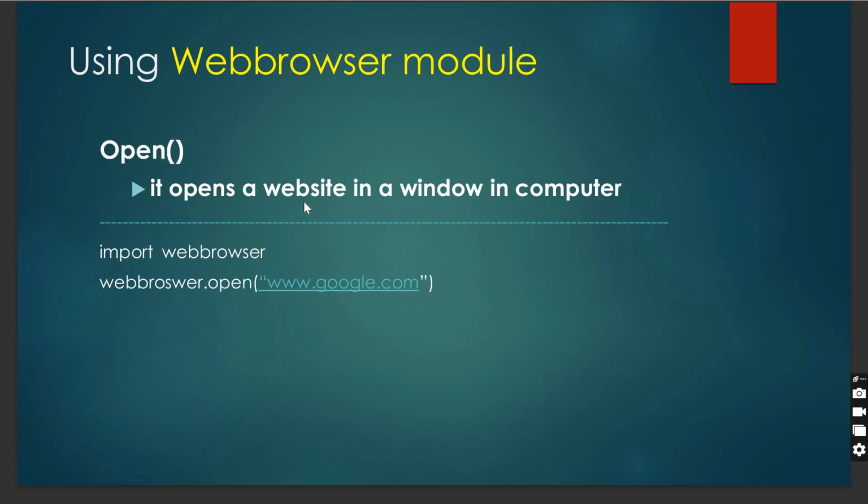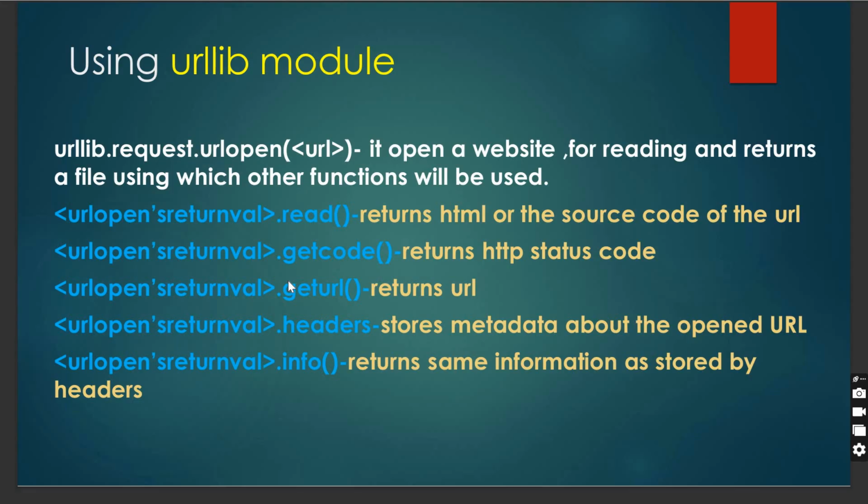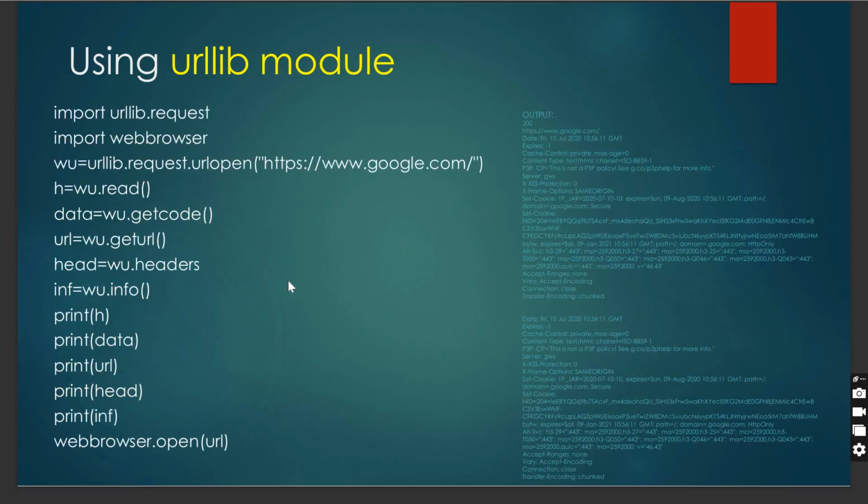Using the webbrowser module, it opens a website in a window on the computer. With webbrowser.open of google.com, it opens the google.com website. So what are the different functions? We have read, getcode, geturl, headers and info. What is the read function? It returns the HTML or source code of the URL. getcode returns the HTTP status code. geturl returns the URL. headers stores the metadata about the opened URL. info returns the same information as stored in the headers. So this is code where we open the website, we read it, and we get the code and the URL information. We are going to display all this information here.